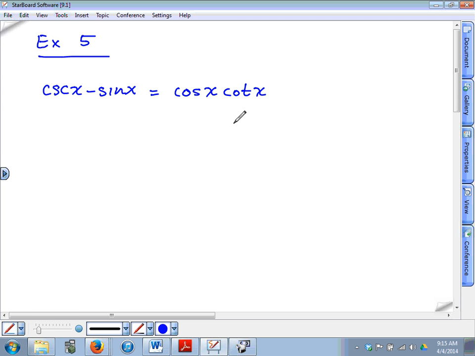We've been choosing only the left side. How about we choose the right side for once? That right side's getting neglected. Let's see if we can choose this right side and make our way to the left side. So cosine of x, cotangent of x. Somehow that's got to separate into two separate terms, separated by a minus sign. One's cosecant, one's sine.